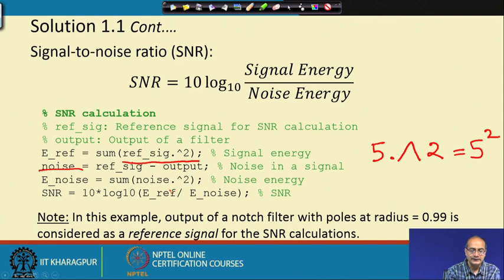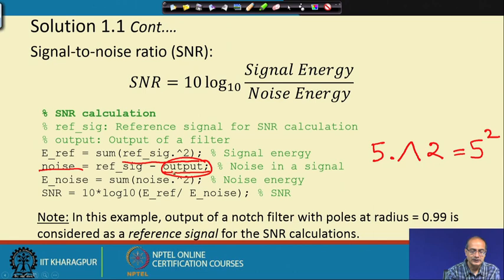And here that output means is the noise-corrupted actual signal. This output is not the filtered output, or you can take that in the other case as the filter output. This one is the signal plus noise. So, we are getting the noise in the difference.